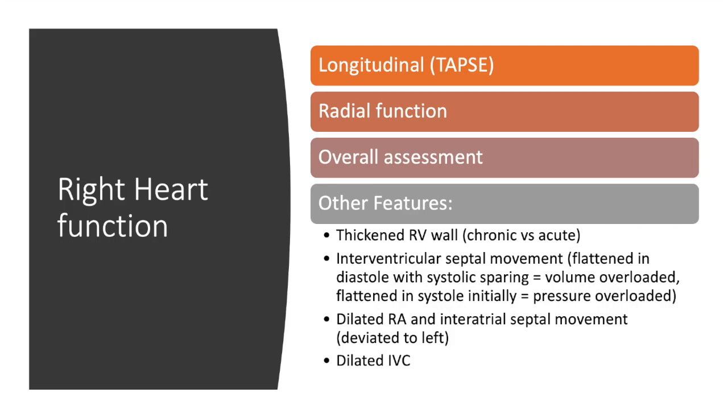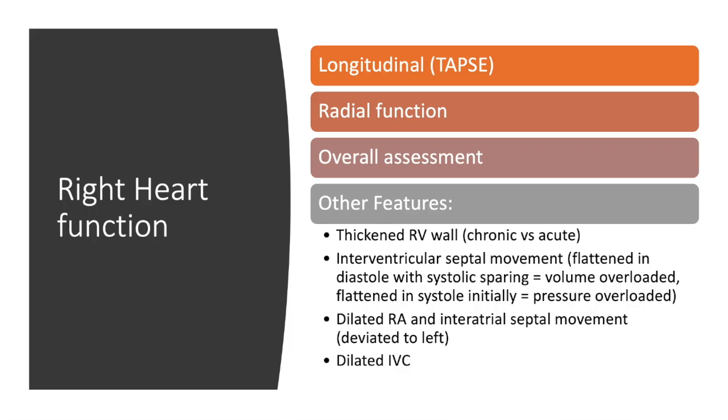Radial function, when imaging, refers to how the free wall moves in towards the septum. Now, this forms a less important part of overall right ventricular systolic activity, but it's still important. And if the free wall is fixed and dilated and not moving at all, that would imply a reduced systolic function of the right ventricle. You put these two features together and you come up with an overall assessment.